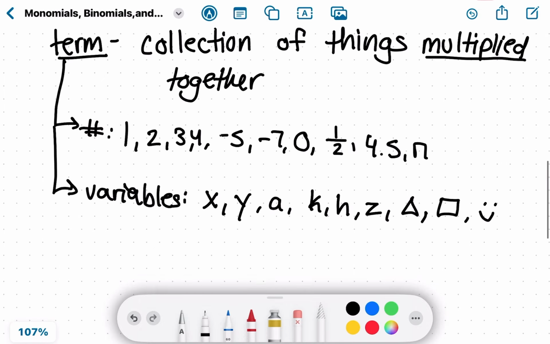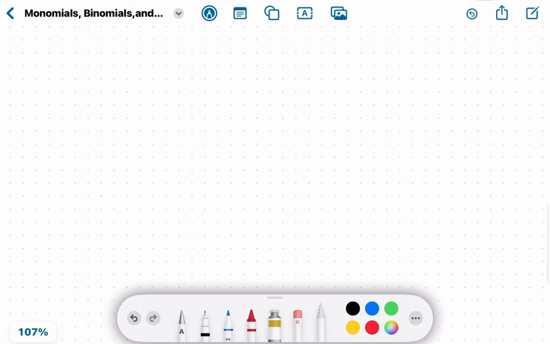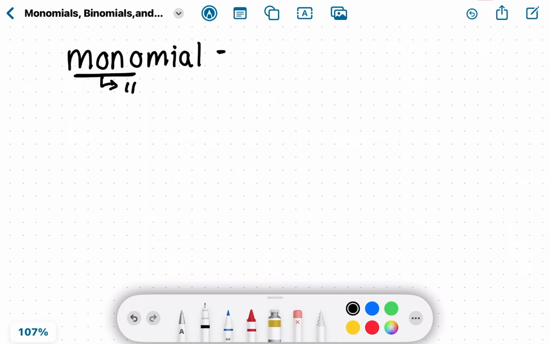So let's talk about the meat of what we're here for: monomials, binomials, and trinomials. Now, let's figure out what these really long, complicated words mean. All right, monomial. You could kind of tell what it already means by the definition. Mono is the Greek prefix for one. So that means one term only.